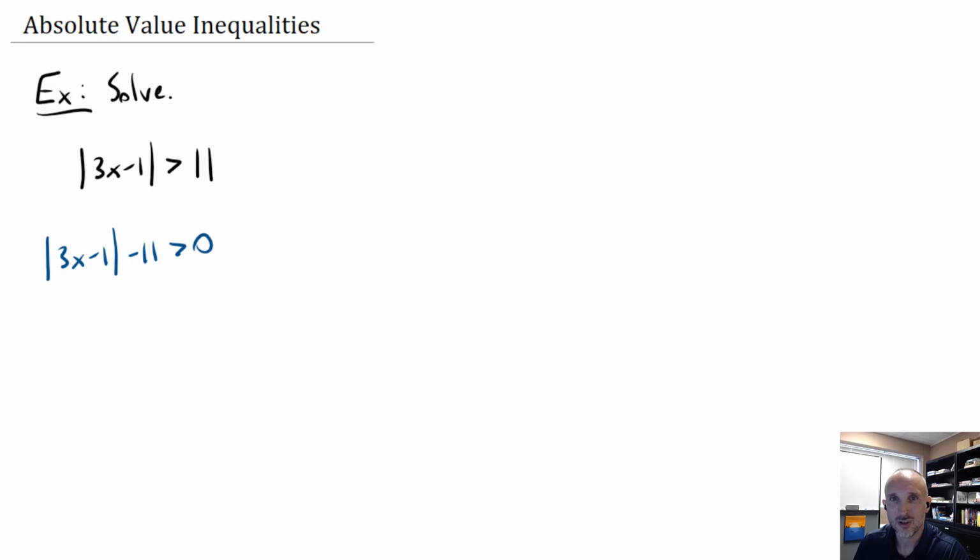because now when I go to test, I'm just looking for where the left-hand side is positive, greater than 0, as opposed to greater than some arbitrary number like 11. To find the critical values, I need to solve the equation version of this. So the equation version would be the absolute value of 3x minus 1 equals 11.